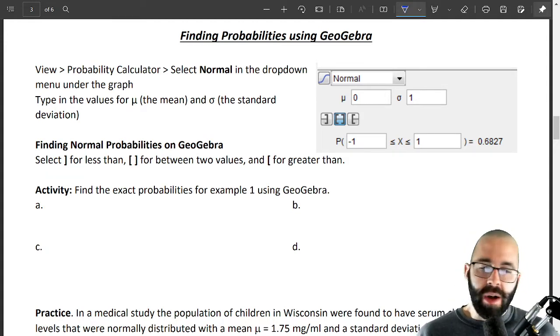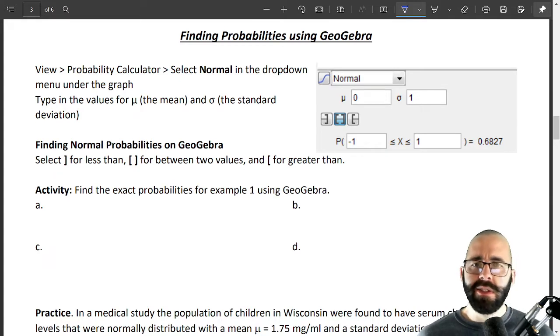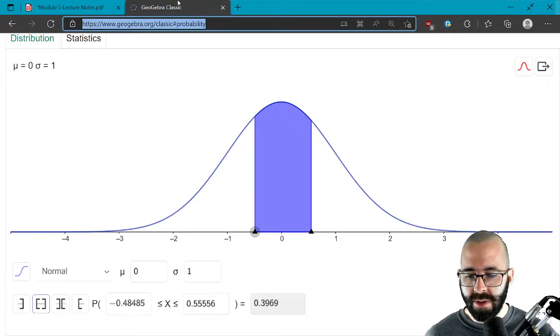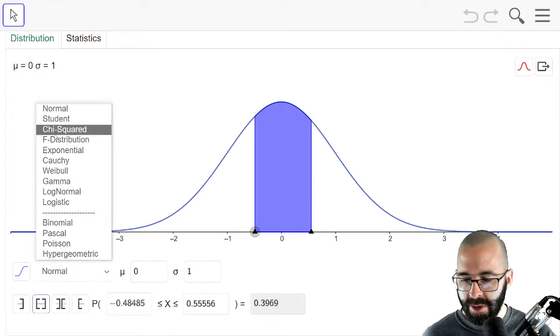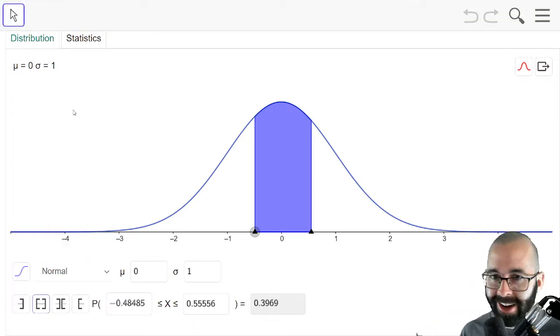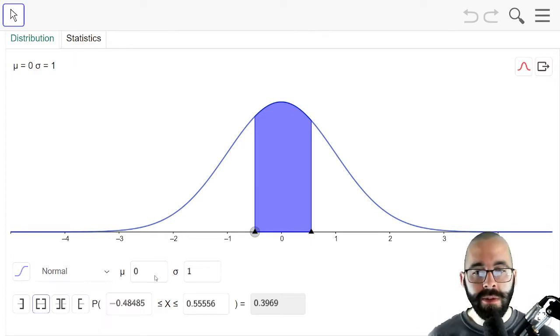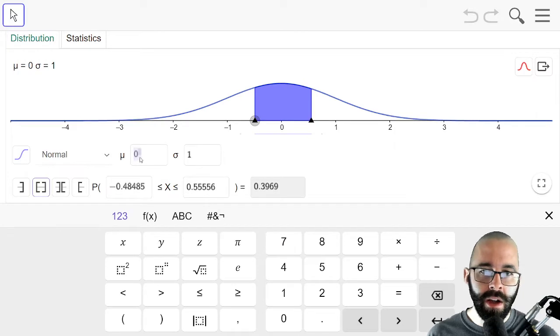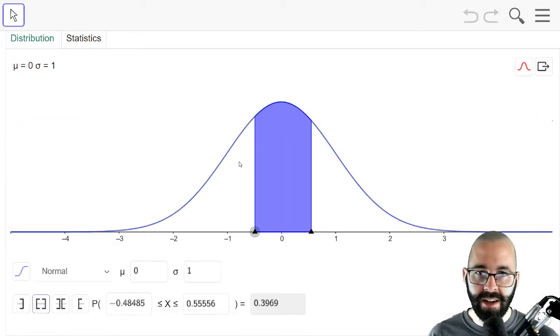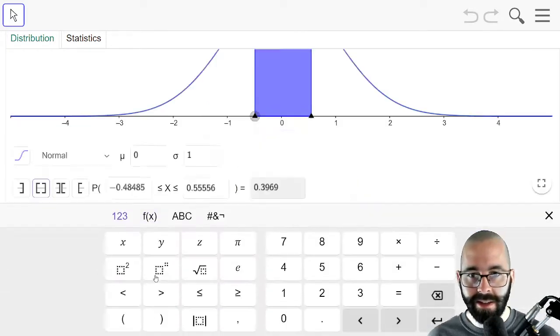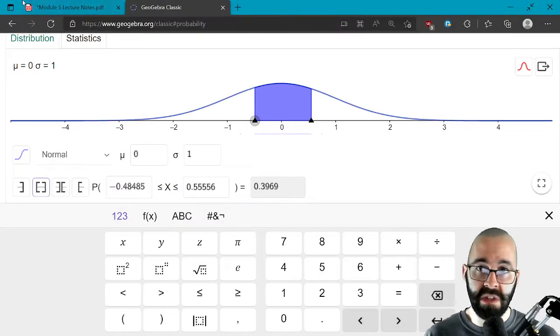We're going to use GeoGebra to find these probabilities exactly. And the good news is you've done almost everything already that you need to do for this. So go to the probability part of GeoGebra. For binomials, we had to click to binomials, but normal is already right there waiting for us, which is great. Just like for binomial, where we had to input n and p, here we have to input our mean and our standard deviation. And that's it. So let's solve some problems.